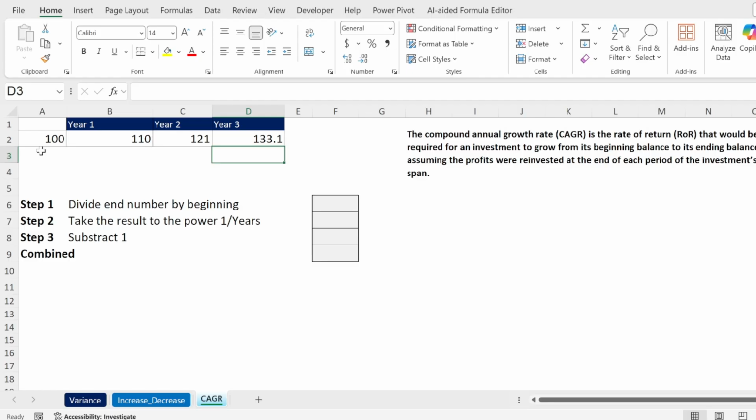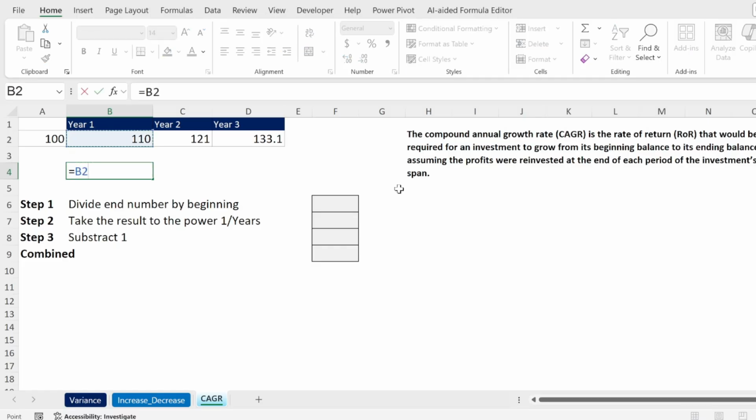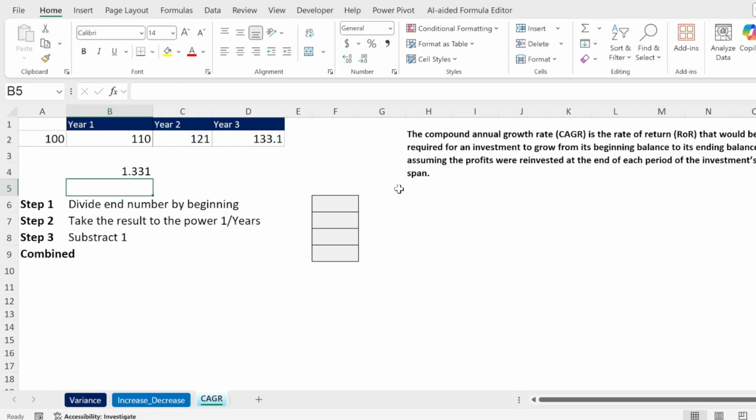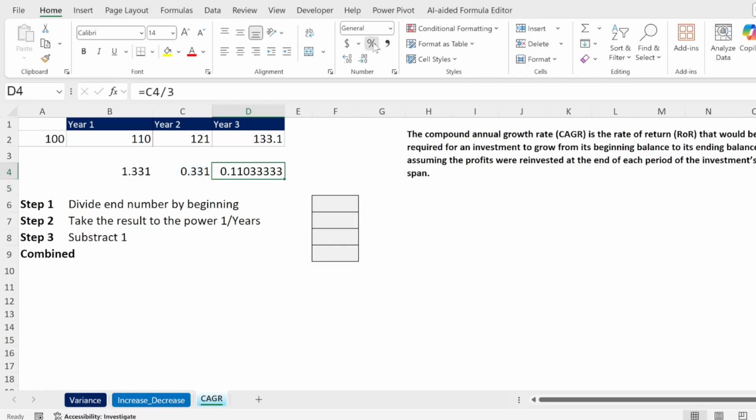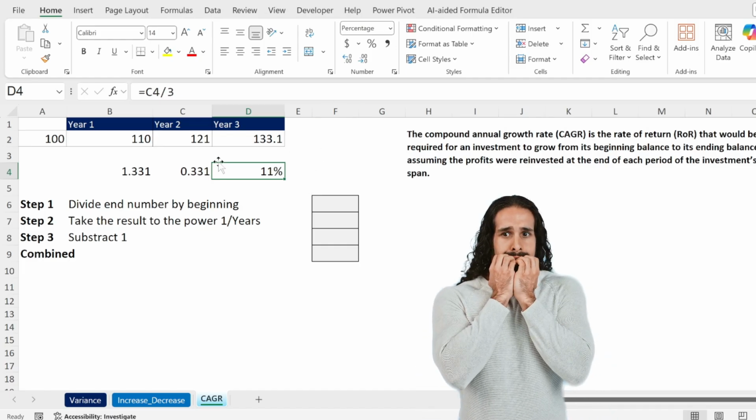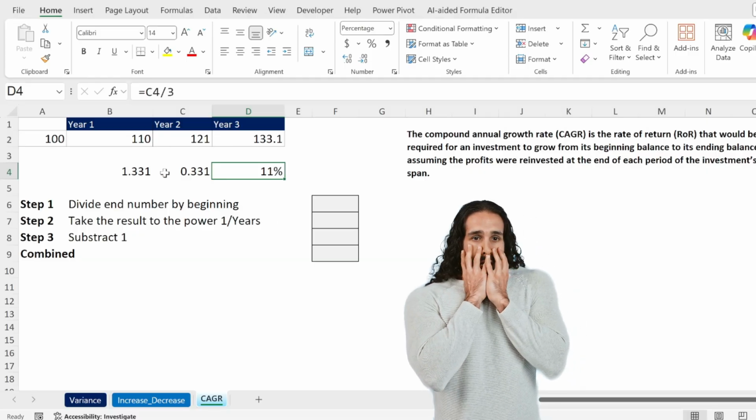But let me show you what people do, and you're gonna get baffled by the result. So people, when they calculate CAGR, they try to say, okay, so this is year 3. I'm just gonna divide it by 100. I get 1.331, right? And then I'm just gonna subtract 1. I get 33.1. And here I have 3 years. So I just divide this by 3. And what do you get? If you come here, you get 11%. But we grew it at 10%. So what happened? Well, this calculation is not correct.